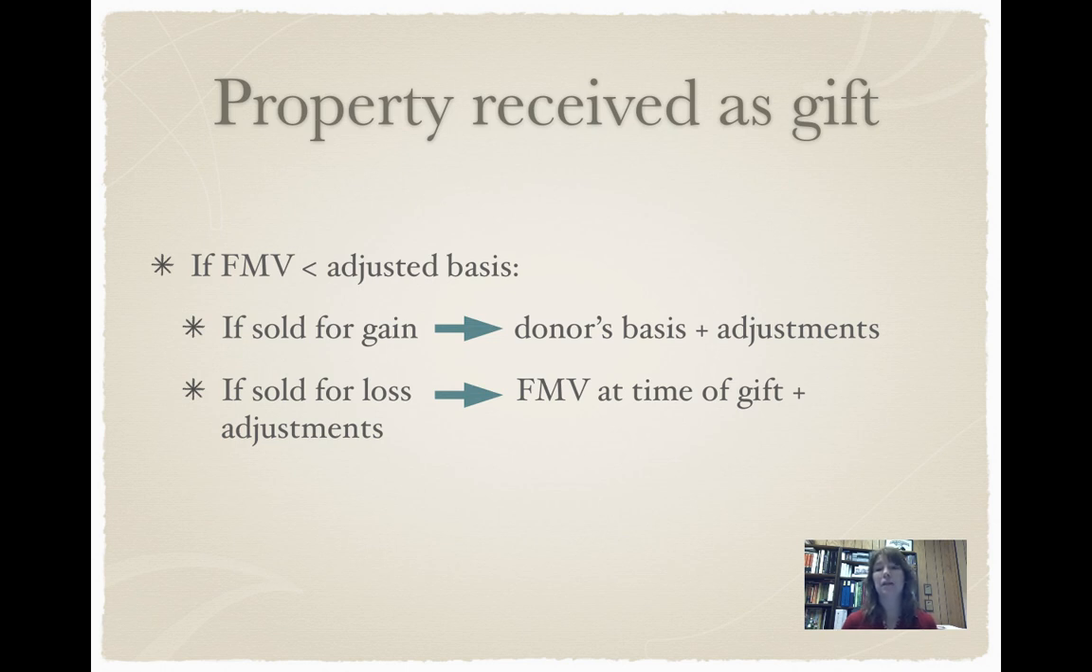And then I'm going to look at that for a gain. If I sold the property for a loss, I'm going to look at the fair market value at the time that I received the gift, and then add any adjustments to basis, such as the capitalized expenses or any subtractions from previous sales. And that's the basis I'm going to use for the purpose of a loss. This is what you do if the fair market value is lower than the adjusted basis.